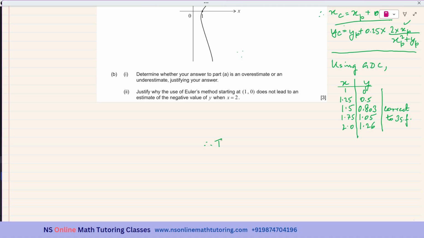Therefore, the estimated value of Y when X equal to 2 is 1.26, correct to 3 significant figures.